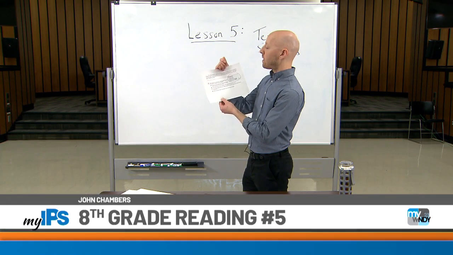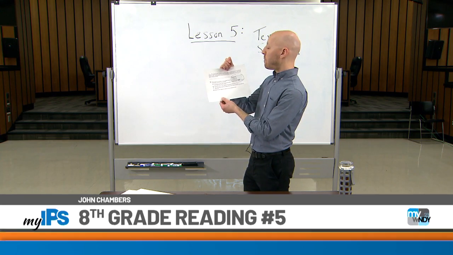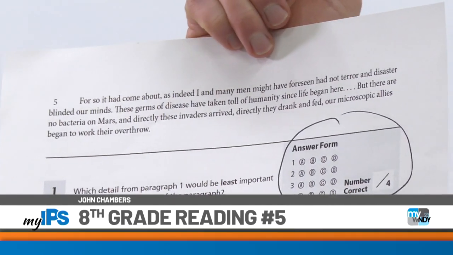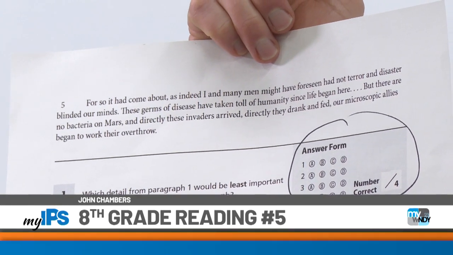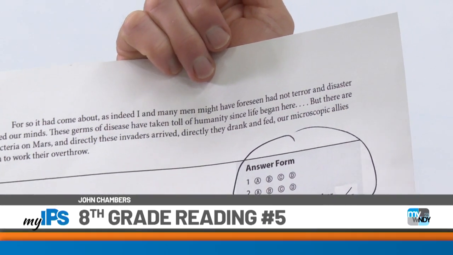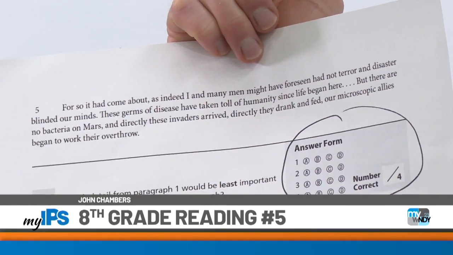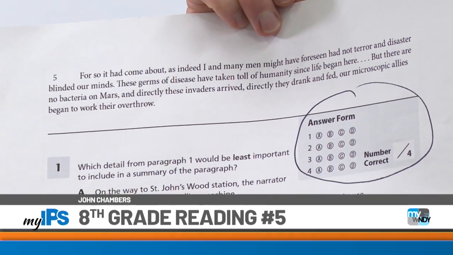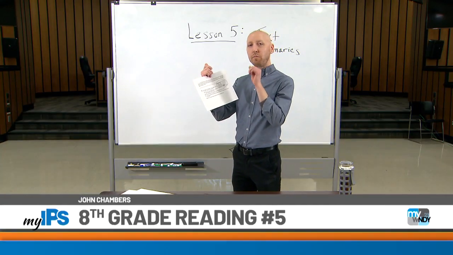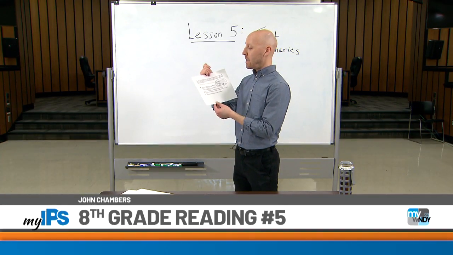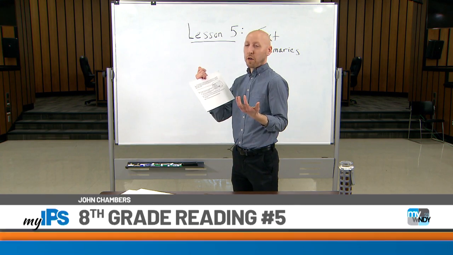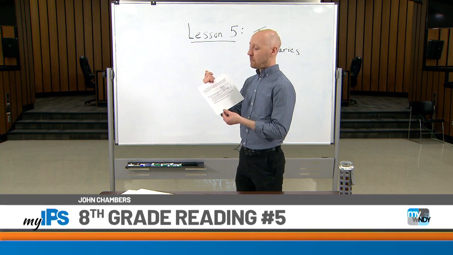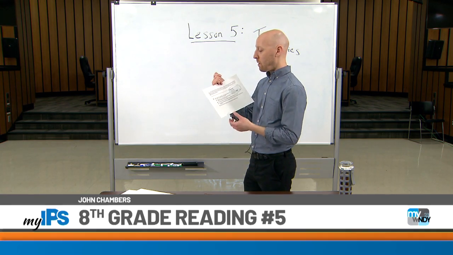"So it had come about, and as indeed I had foreseen, many men might have foreseen, had not terror and disaster blinded our minds, these germs of disease had taken toll of humanity since life began here. But there are no bacteria on Mars, and directly these invaders arrived, directly they drank and fed, our microscopic allies began to work their overthrow." So you probably already noticed that the result of the Martians' death is because of the disease that we're all used to and our immune systems can fight, but their immune systems had never been exposed to it. So it's pretty interesting how they died off.